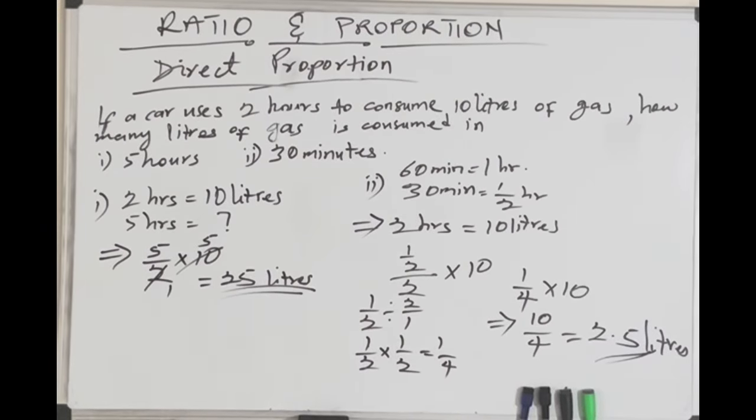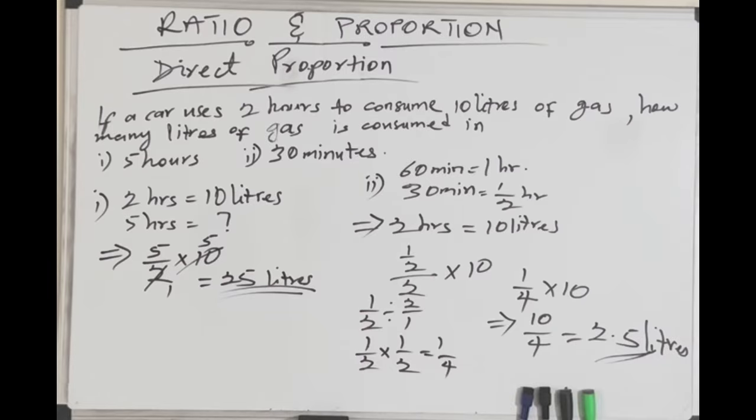So under direct proportion with these kinds of examples, we say that if two quantities vary but remain in the same ratio, they are said to be in direct proportion. Okay, they increase or decrease at the same rate. Therefore, if one quantity is doubled, then the other is doubled too. If one quantity is halved, then the other is also what? Halved too.